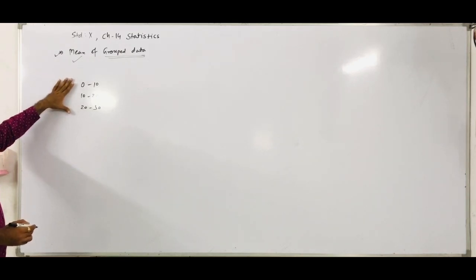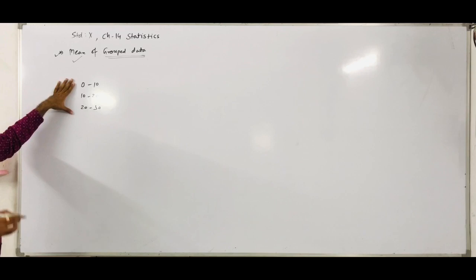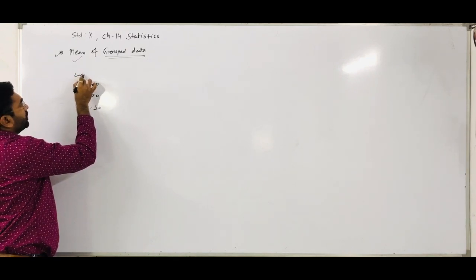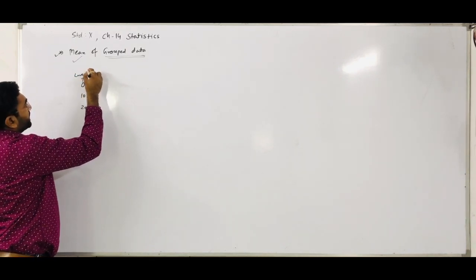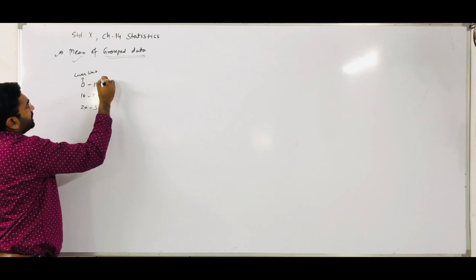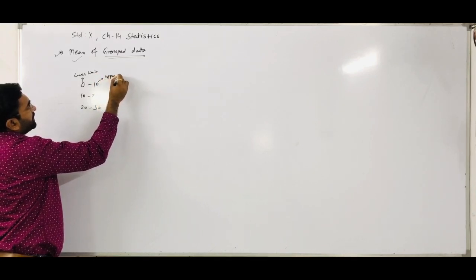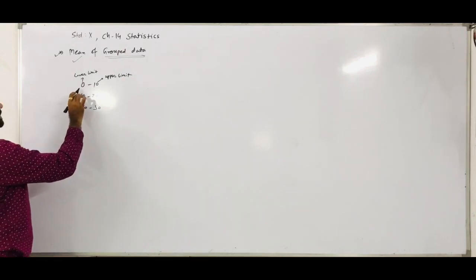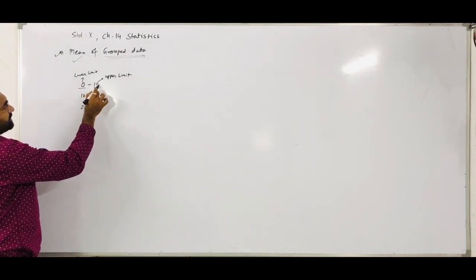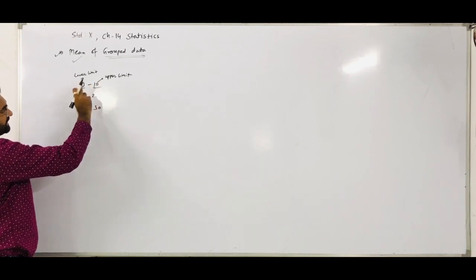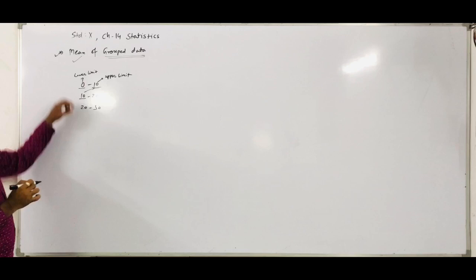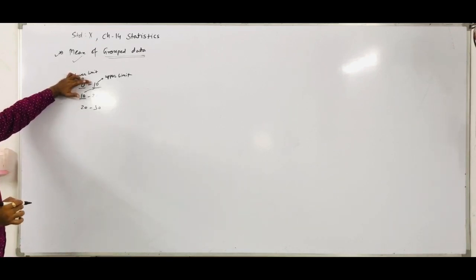Another thing, how can we decide whether the given class is a continuous class or not? Suppose the first class, observe, its lower limit is 0. This is called the lower limit, and this one is called the upper limit, right? Observe that the lower limit is 0, the upper limit is 10. Now this is the first class, and in the second class its lower limit is the same as the previous class upper limit, right?